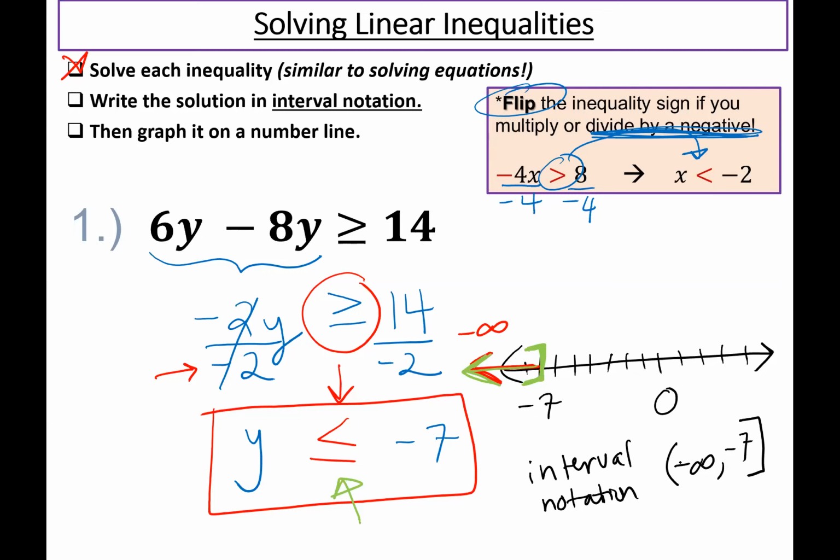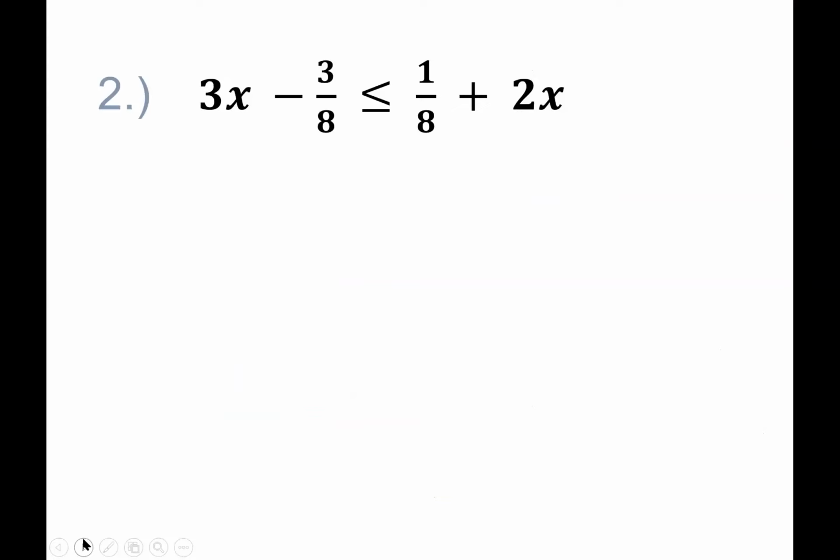Okay, so let's just run through our list. We solved the inequality, we wrote it in interval notation, and we also graphed it on a number line. Okay, good. So that's number 1. And let's take a look at number 2. Number 2 involves some fractions, so we will get some practice clearing fractions. 3x minus 3/8 is less than or equal to 1/8 plus 2x.